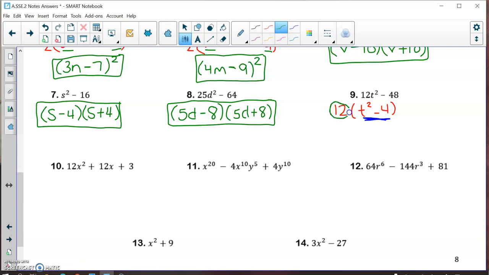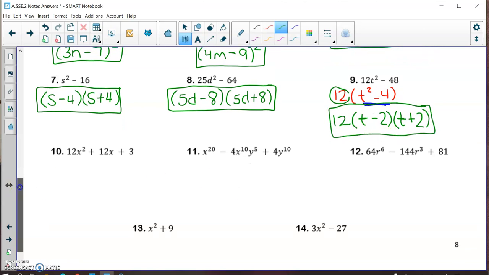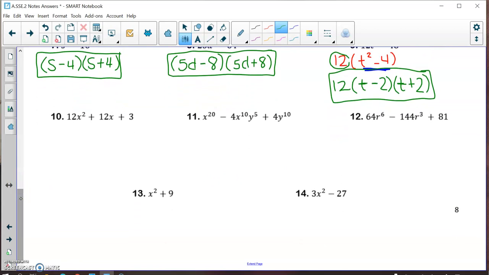So I'm going to rewrite my GCF, which is a 12, and now I'm going to factor the t squared minus 4 by taking the square root of t squared minus the square root of 4, times the square root of t squared plus the square root of 4. And that is now fully factored. All right, looking at number 10, between all three terms, we do have a GCF of 3. When I take that 3 out, I'm left with a 4x squared plus a 4x plus a 1.